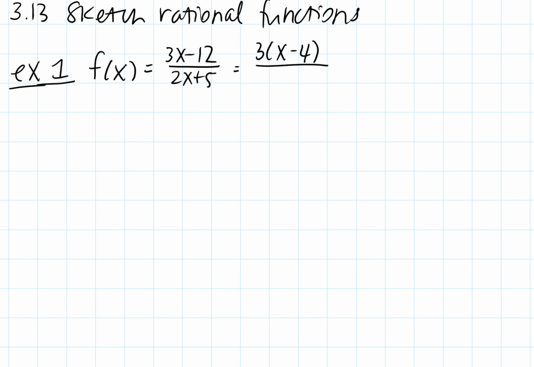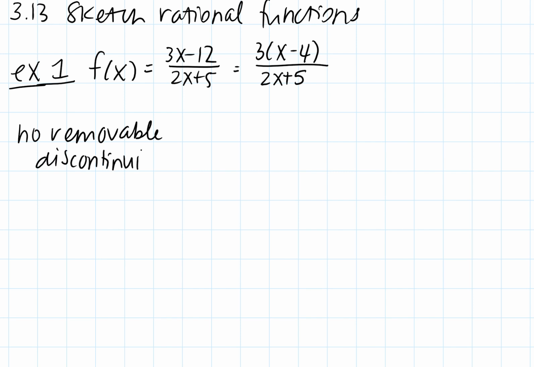For example, I see the denominator does not factor and no factors cancel out. Therefore, I can already conclude that there are no removable discontinuities. Those are discontinuities that come from factors that are removed or canceled out when you simplify.